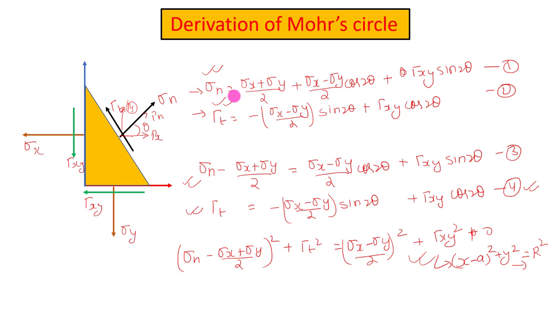So here we have mathematically proved what the center and the radius of the Mohr circle will be. Now let's see, without going into this mathematics, how we can derive the Mohr circle just by using graphical chart papers.